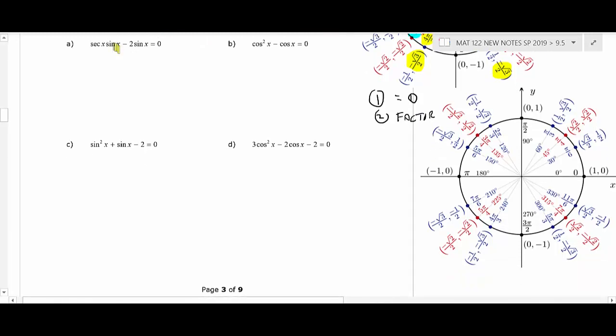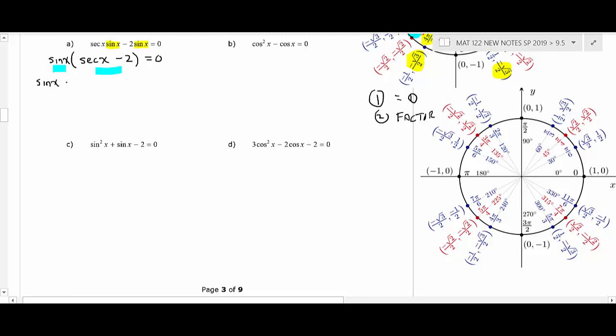If you look at this first example, it has a common factor of sine x. So you pull that common factor of sine x out, and then you'll have a parenthesis, and what you're left with here is secant x minus 2. Anytime you factor something, you should distribute and check to make sure it's right. That's sine times secant and sine times 2, so that's right.